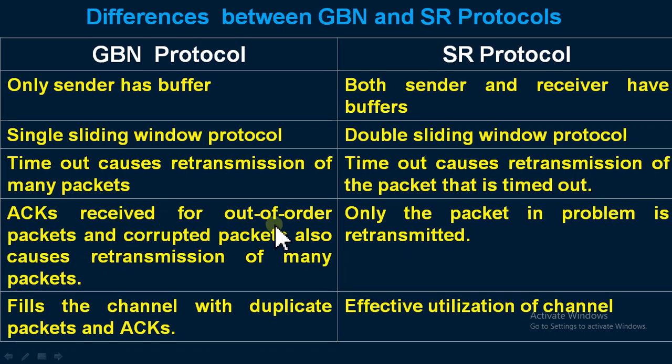In GBN, ACKs received for out of order packets and corrupted packets also cause retransmission of many packets. In SR, only the packet in problem is retransmitted. The GBN protocol was found to fill the channel with duplicate packets and ACKs, while the SR protocol made effective utilization of the channel. So my dear esteemed viewers, this completes the GBN protocol and the SR protocol.